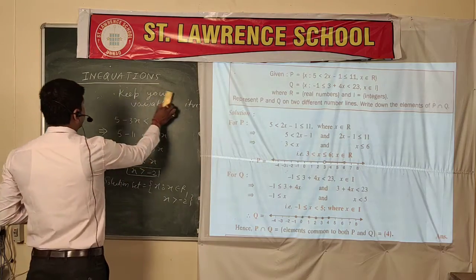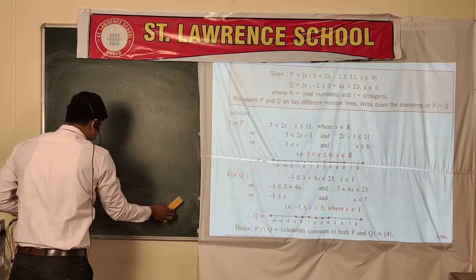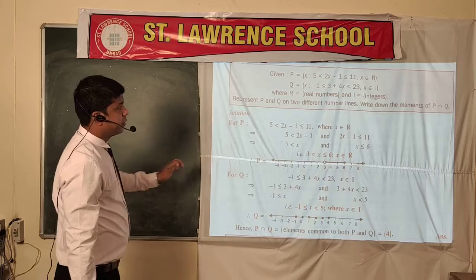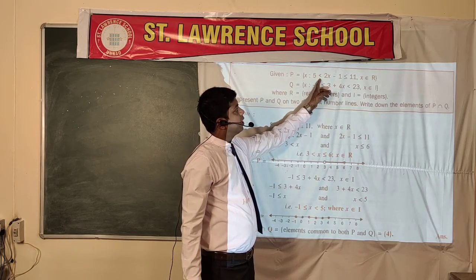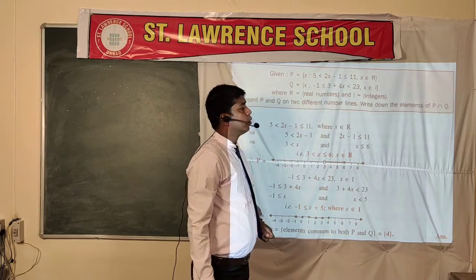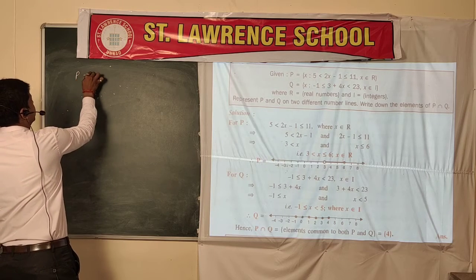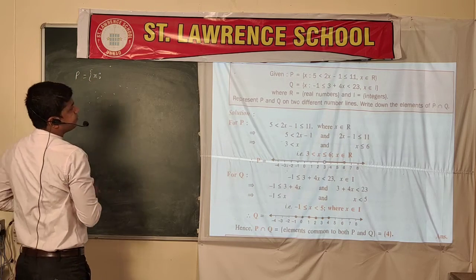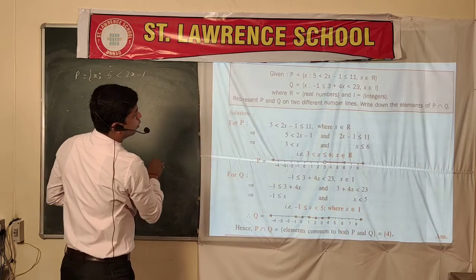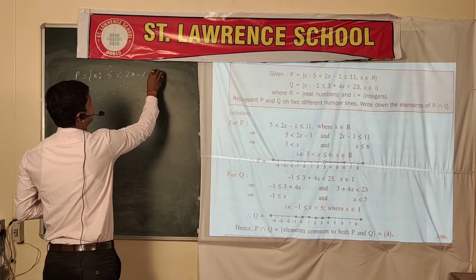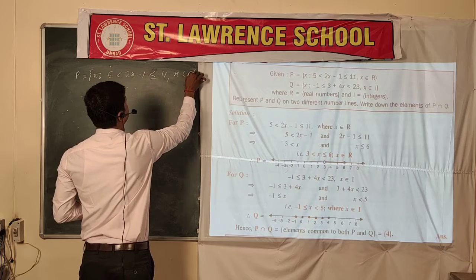We have an example here. I will solve this example for you on the board, and this is the only question which will become a little difficult, because here you get a double inequality sign. 5 less than 2x minus 1 less than or equal to 11, and x belongs to real numbers. I will solve. First one is P. X is such that 5 less than 2x minus 1, 2x minus 1 less than or equal to 11, and x belongs to real numbers.